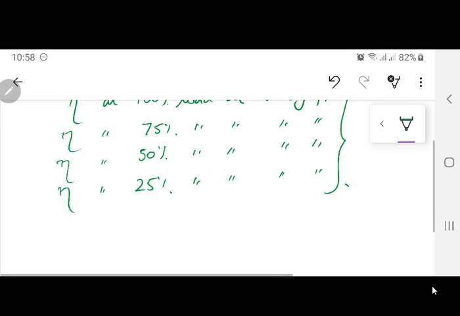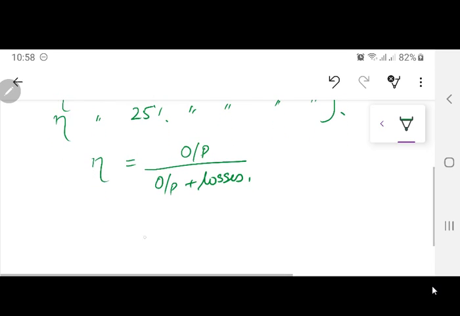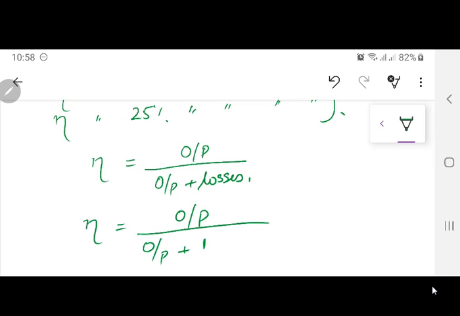Now when I am talking about the efficiency, if I write down the formula here, we all know the efficiency is output over output plus losses. Now what type of losses are happening inside the transformer? One loss is the no load loss, and this is constant. It's not going to change whether your transformer is loaded or not. And then I have the I square R losses, or the copper loss.